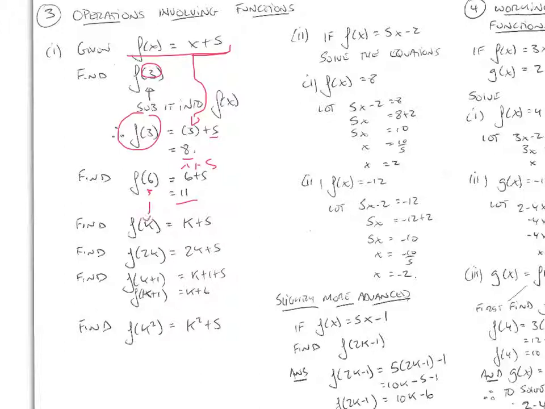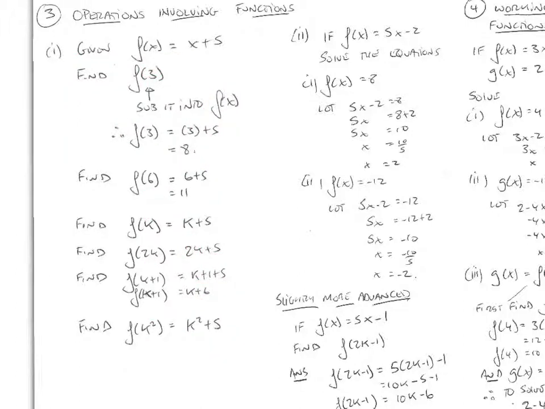F of k, sub in k where you see x, gives us not x plus 5, but k plus 5. Find f of 2k. So we sub in 2k where we would have seen x from the function here. So x plus 5 becomes 2k plus 5. F of k plus 1, so we have k plus 1 plus 5, actually that's k plus 6 because we gather those like terms there. And f of k squared, well, if f of x equals x plus 5, then we just sub in our value of k squared where we see x, and get k squared plus 5.